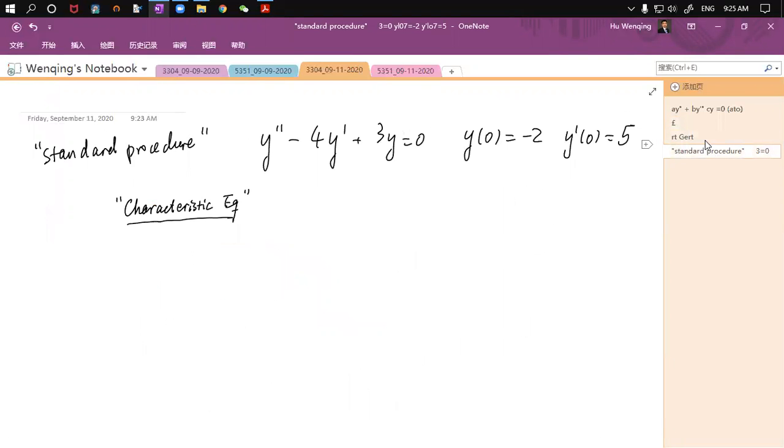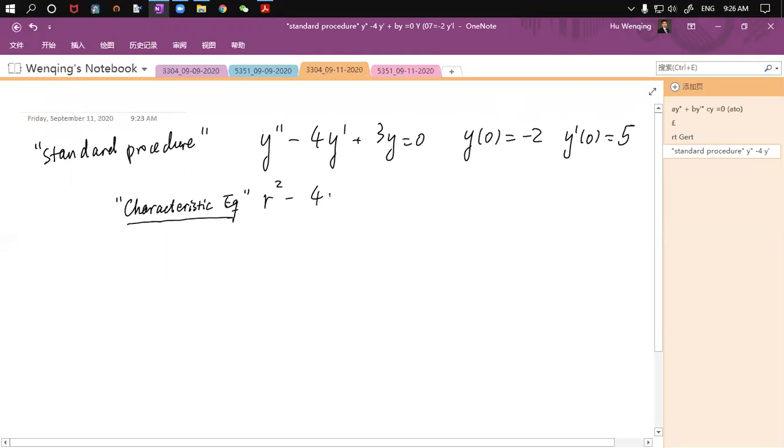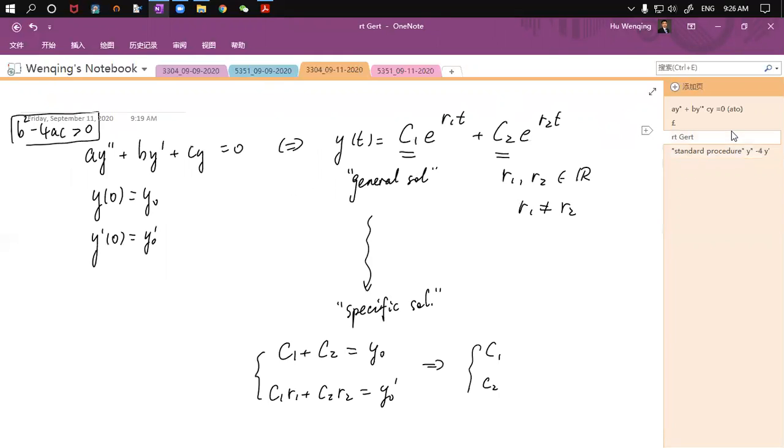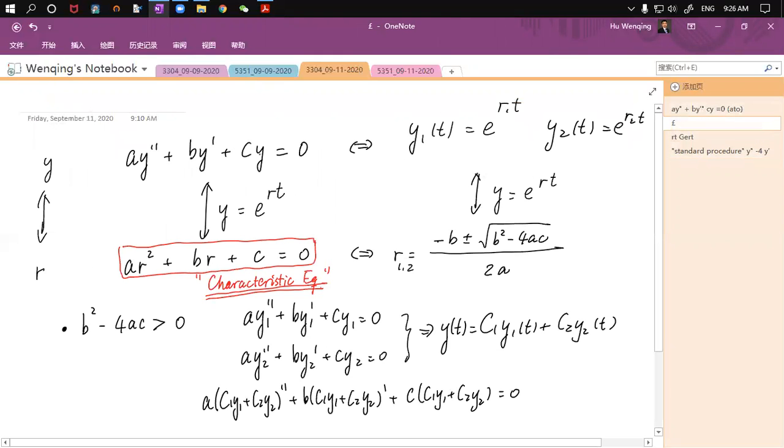So this is the standard procedure on the exam. I would strongly suggest you write the word characteristic equation out, to make the grader understand that you know what's going on. So the characteristic equation is r squared minus 4r plus 3 equal to 0. A very important thing to re-emphasize is that there is a y here at the end, but this y is replaced by what?